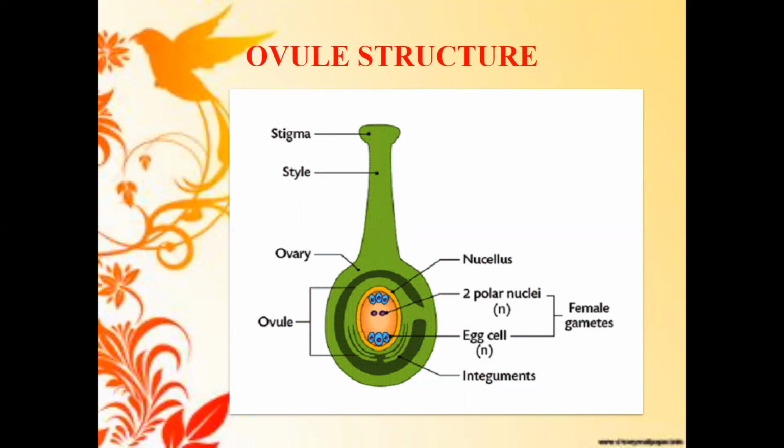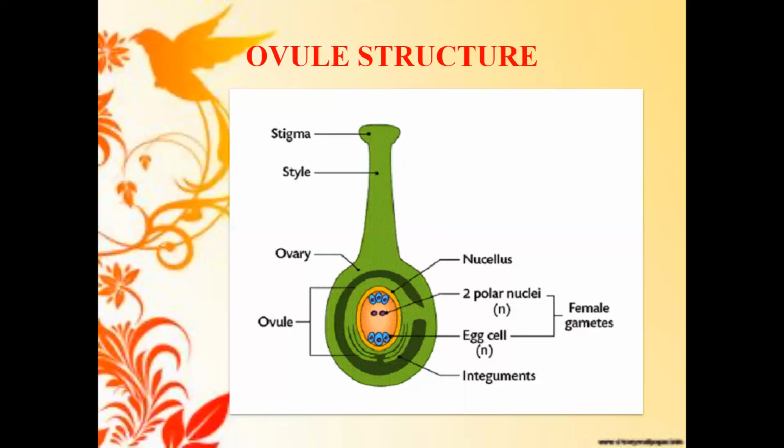Next is the monotegmic or unitegmic ovule. Plants belonging to the families Asteraceae and Solanaceae, for example Tridax procumbens and Datura, have ovules covered by a single integument. Unitegmic means they are covered by a single integument.